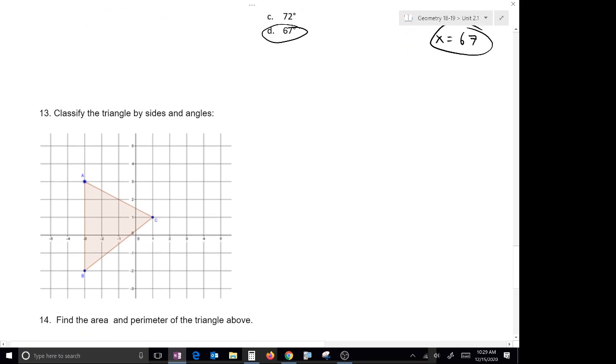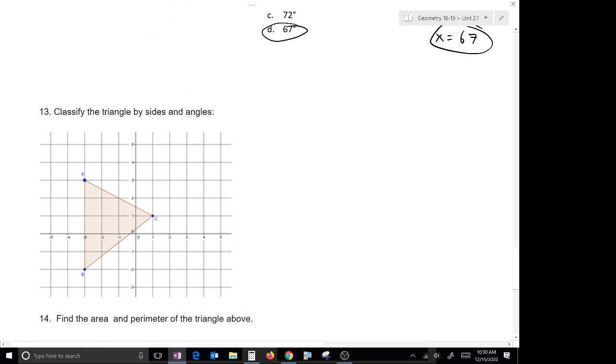Okay. Number 13, classify the triangle by sides and angles. So by sides, we need to first find the lengths of all three sides. So we'll start with AC here. To do that, we'll use our Pythagorean trick here. So that's 4 by 2. So that's going to equal the square root of 4 squared plus 2 squared, which equals the square root of 16 plus 4, or equals root 20.